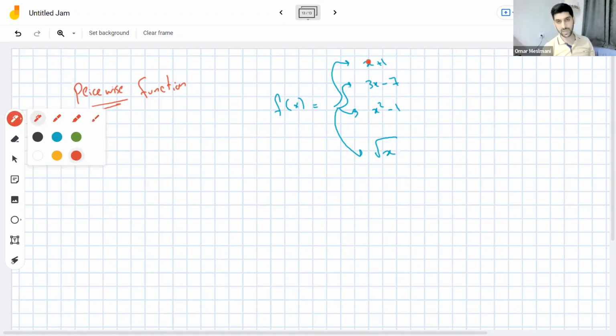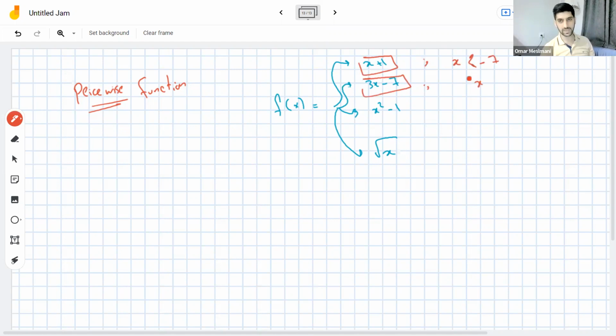I will use x plus 1 if the value of x is less than, for example, -7. Then use the second one if x is greater than or equal to -7 and less than -2. Use the third if x is greater than or equal to -2 and less than 5. And use the last one if x is greater than or equal to 5. All of these are examples from my mind; they might change.